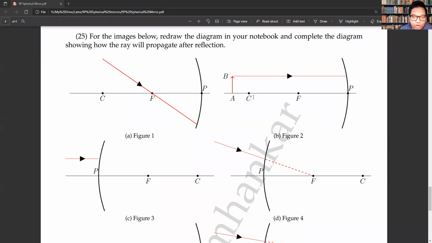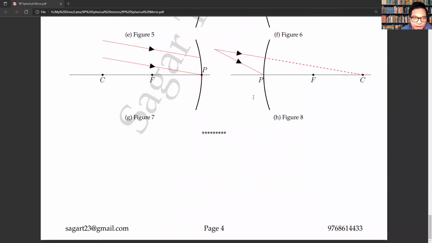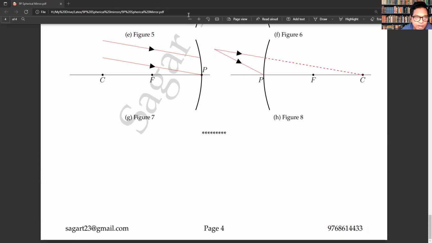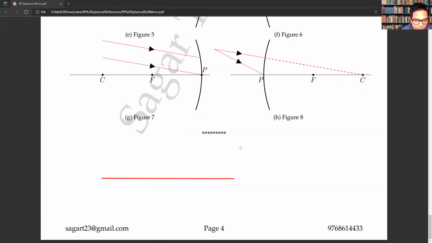For convex and concave mirrors, there are three standard rays. Let me explain those rays. So this is the principal axis. This is the concave mirror. And let me draw the first particular ray. So this is P, this is F, and this is the center of curvature.